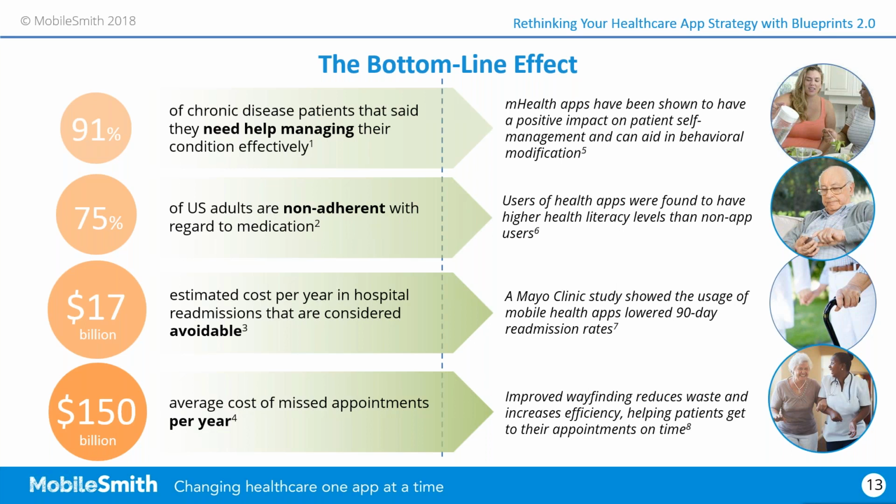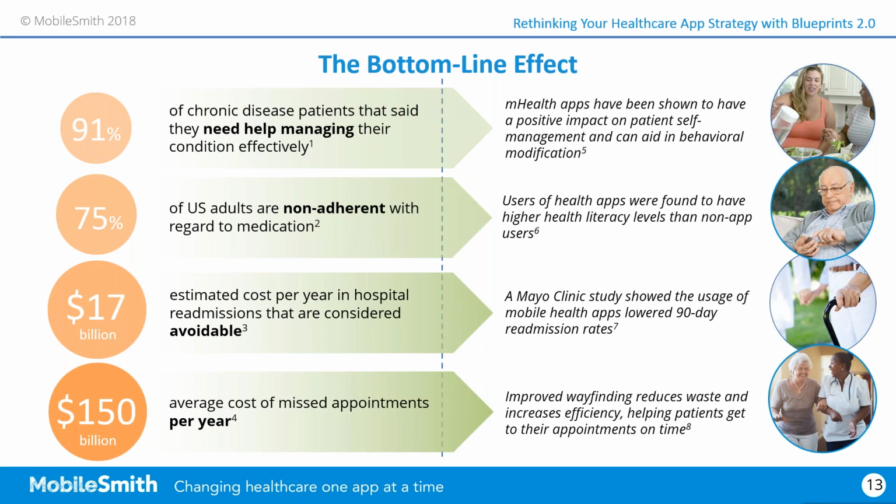So here you see 91% of people in this one study, and I've got all the references in the back that we'll distribute so you can look up these articles. 91% of chronic disease patients said they need help managing their conditions effectively. Another study said that apps have been shown to have a positive impact on patient self-management and can aid in behavior modification. So again, a mobile app, everyone has a phone in their hands. Even people who are less well off in our society, that often are clogging up the healthcare system, sometimes they also have phones and apps, and you can work with them this way as well. So everyone has a phone.